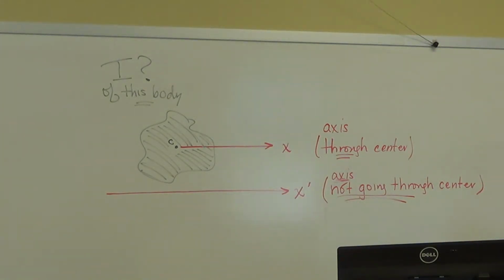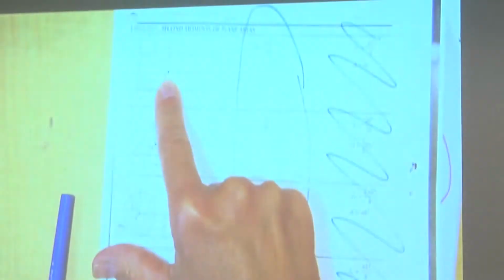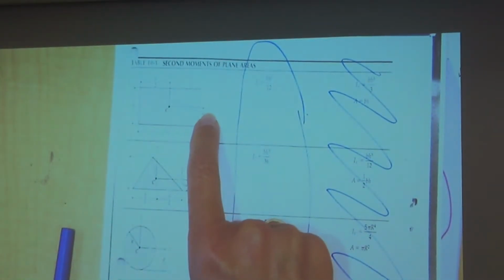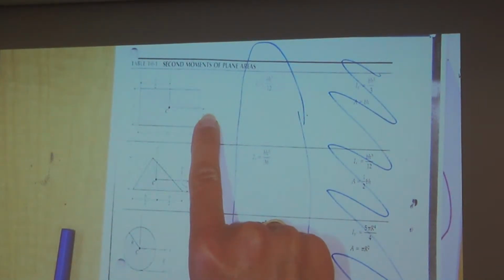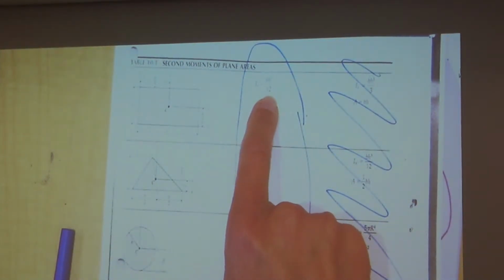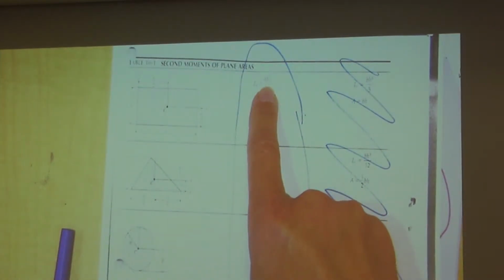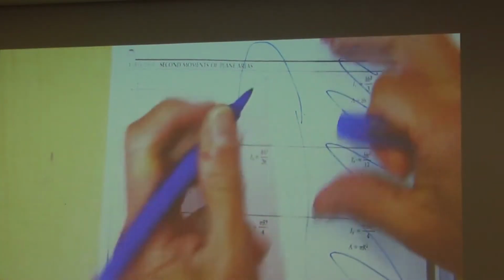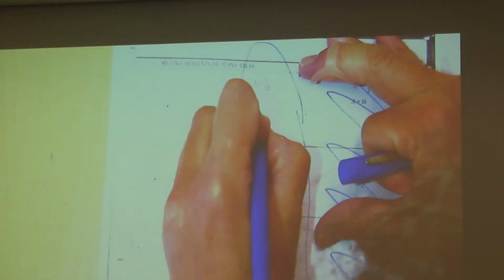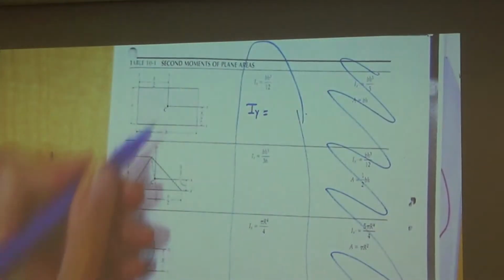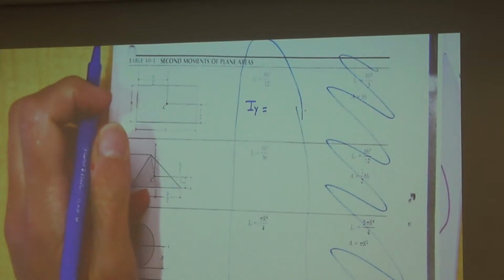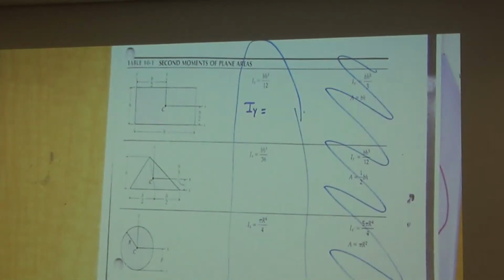So if I have a rectangular body and I want to find the moment of inertia about the x-axis, what equation do I use? bh cubed over 12. What's b represent? The base, and what's h represent? The height. How about if I wanted to find the moment of inertia about y, the y-axis? What equation would I use? The same thing, but with h. Yes. So I would use the same equation.